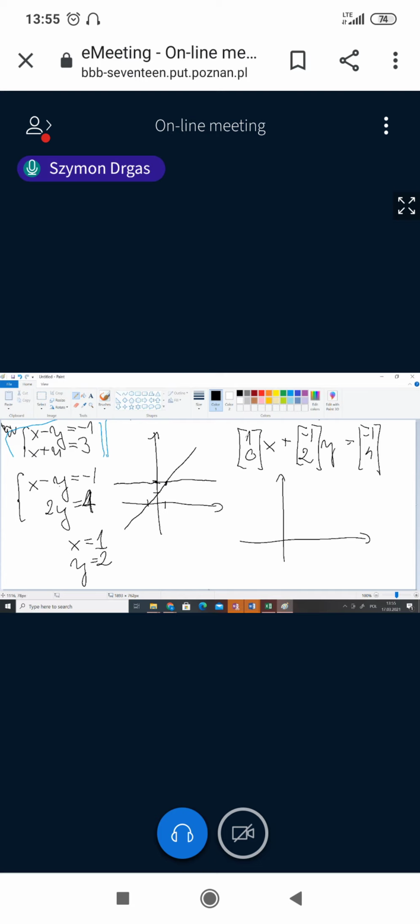So the first vector has these coefficients 1 and 0, components 1 and 0, so it should be like this. Then you have -1 and 2. Finally, -1 and 4.